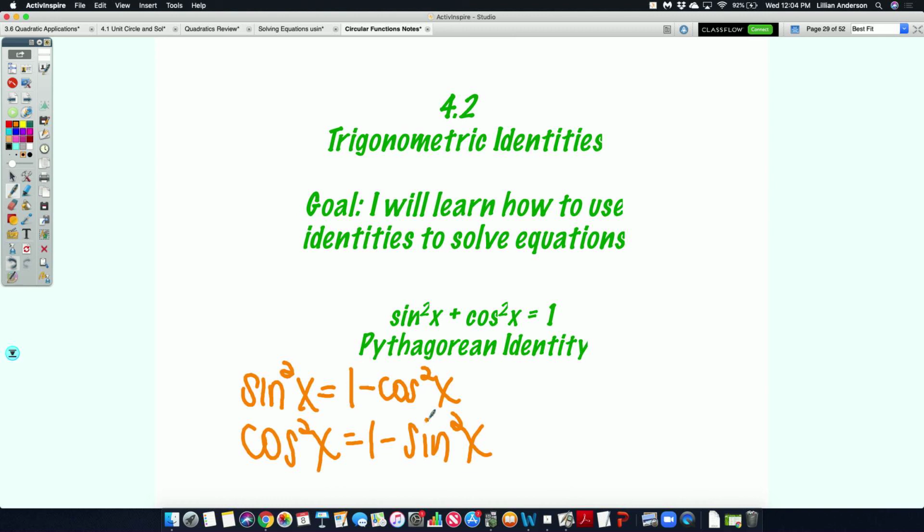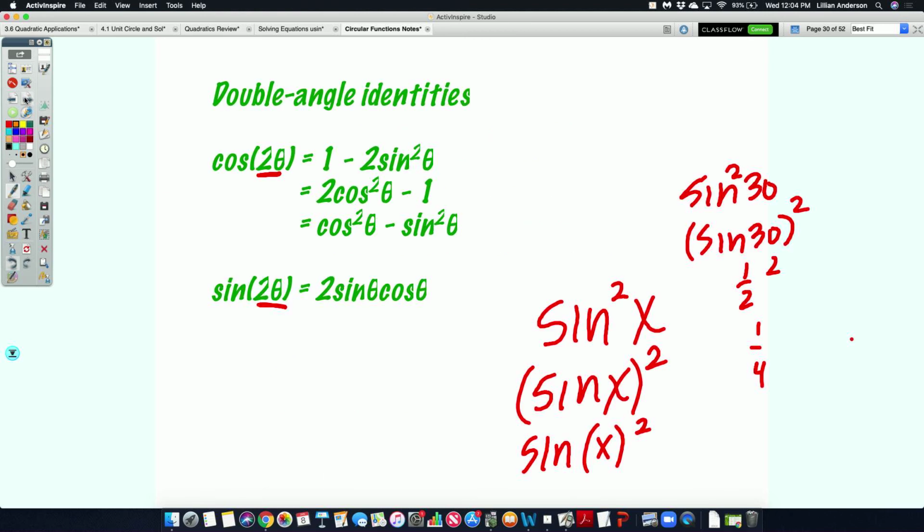A few other identities, which I said are on the next page, are your double angle identities, which are here in the green. Cosine of 2 theta has 3 different ways that it could be written. You have 1 minus 2 sine squared theta, 2 cosine squared theta minus 1, or cosine squared theta minus sine squared theta. However, sine 2 theta is only one: 2 sine theta cosine theta. All of these identities are in your reference book, so you don't have to memorize them. You just need to know how to apply them in a problem. Okay?